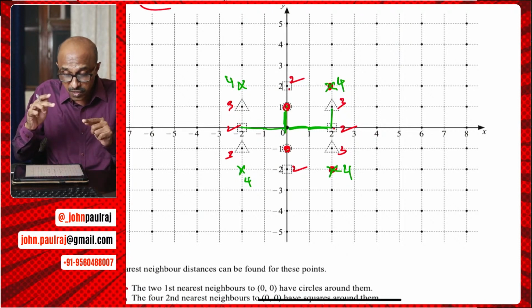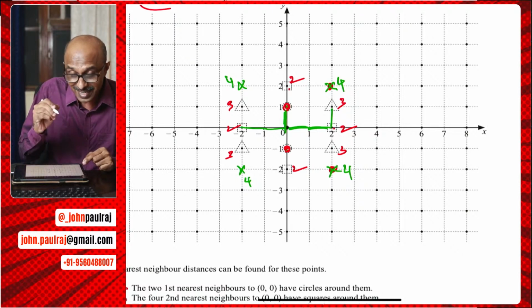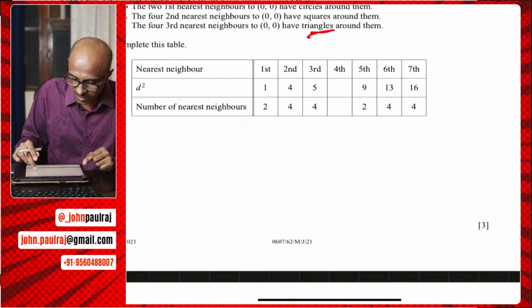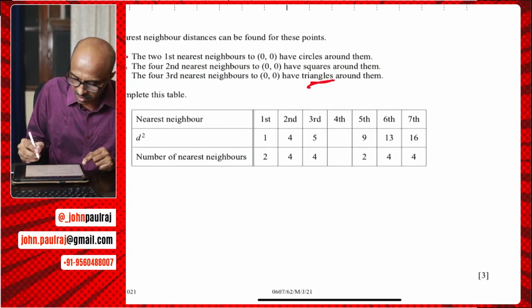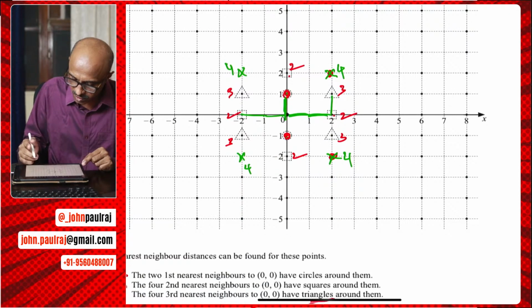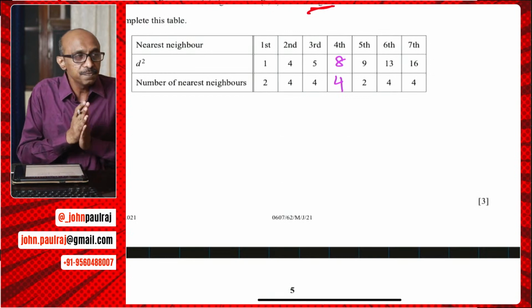Using the Pythagoras theorem idea, this is 2 square and 2 square, so that's 4 plus 4, that distance d is going to be 8. Meaning square root of 8 is the distance, but d square is going to be 8. So that's going to be 8, and we've got how many such points? We've got 4, right? So that's 1, 2, 3, 4. Clear, everyone?